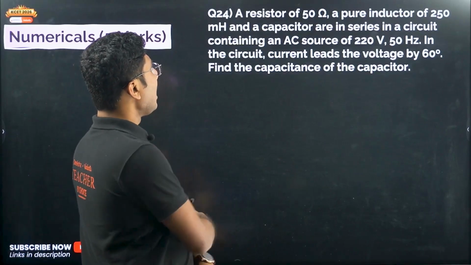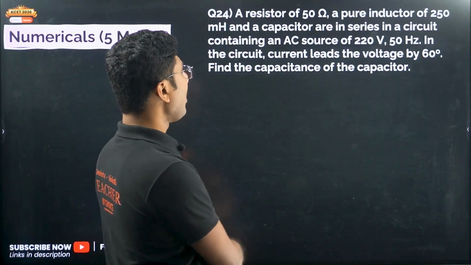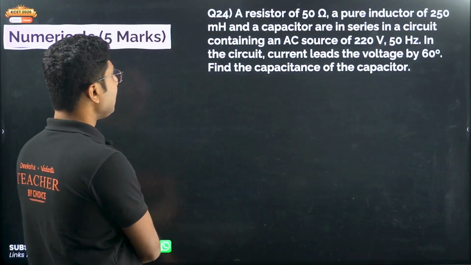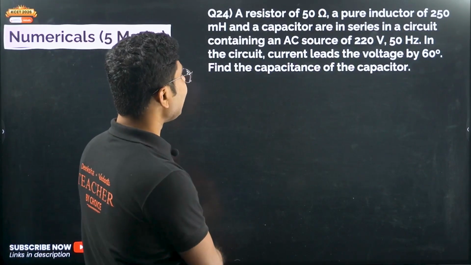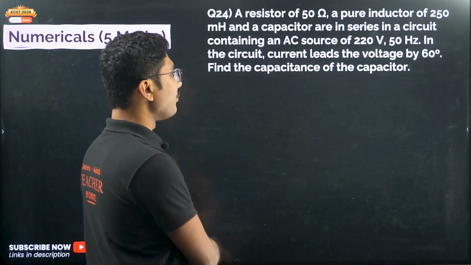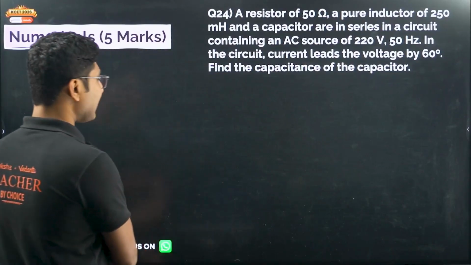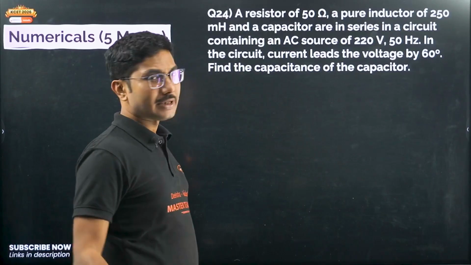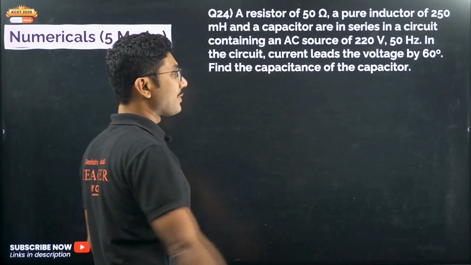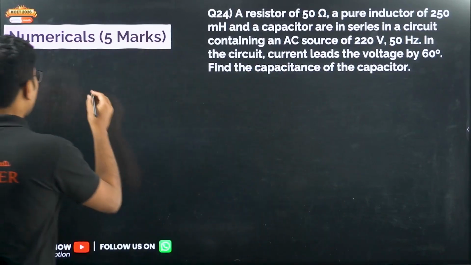Next question. A resistor of 50 ohm, a pure inductor of 250 millihenry and a capacitor are in series in a circuit containing an AC source of 220 volt 50 Hz. In the circuit, current leads the voltage by 60 degrees. Find the capacitance of the capacitor. So capacitance of the capacitor you have to calculate. So what is the method?